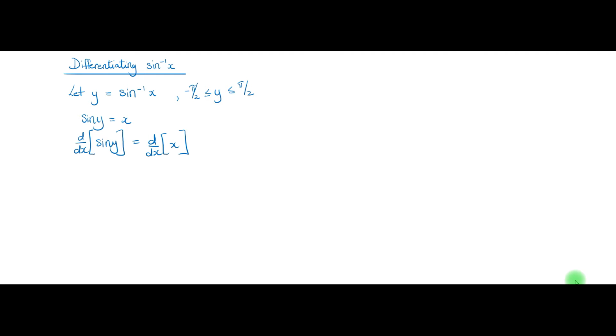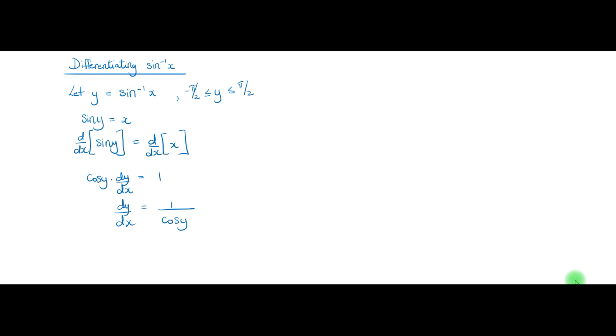When you differentiate sine y with respect to x, you're going to get cos y times dy dx. Right, that's your implicit differentiation. Equals, when you differentiate x now, you get 1. Go ahead and make dy dx the subject.